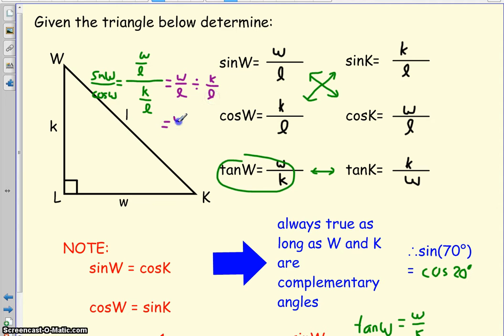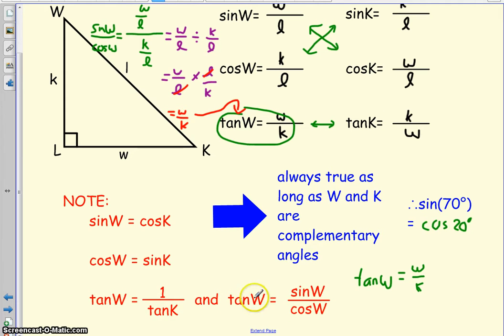And you do remember, of course, from multiplying and dividing fractions, that when you divide fractions, you're multiplying by the reciprocal. So this is going to be multiplied by L over K. So now you can see very, very clearly that the L's are going to cancel, and you're going to be left with W over K, which is the same thing as tan W. Okay, and that's going to be true for any angle. The tan of an angle is going to be equal to the sine of that angle divided by the cosine of that same angle.